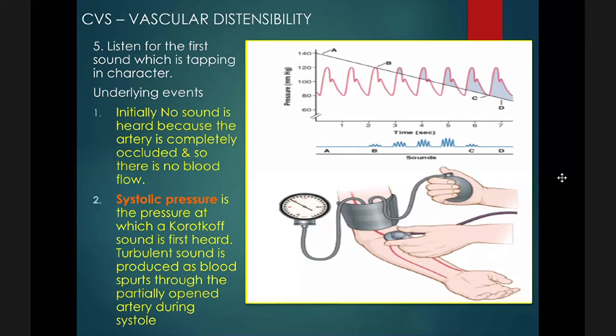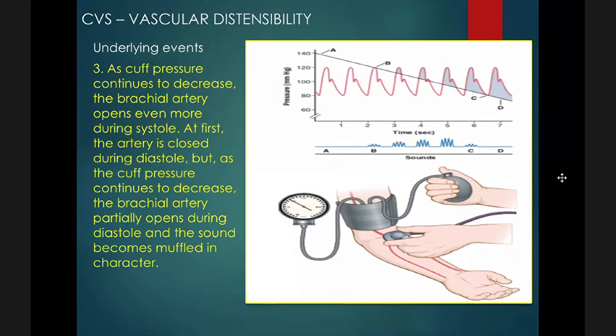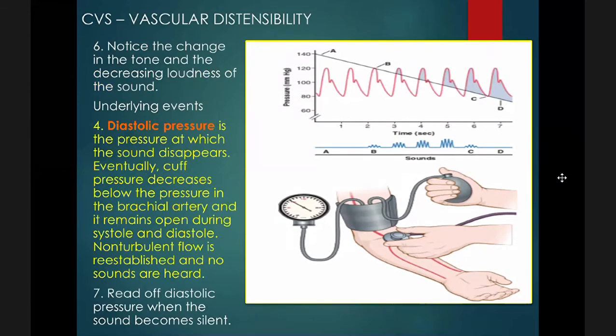When you hear the first sound, it's because of a turbulent sound produced as blood spurts through the partially opened artery during systole. And as the cuff pressure is continually decreasing, it will open the vessel more. The artery is closed during diastole, but as the cuff pressure continues to decrease, the brachial artery partially opens during diastole, and the sound becomes muffled in character. And then eventually that sound will disappear, and that's what we call as the diastolic pressure.